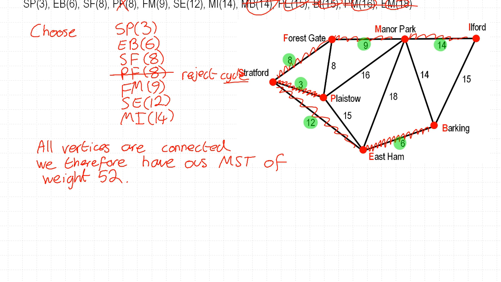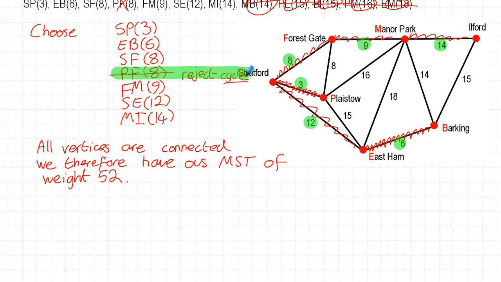The examiner is able to mark that you are implementing the algorithm correctly by the order that you include your edges. Just let me emphasize a few things. This is a key thing to emphasize, that when you reject an edge because it's forming a cycle, you need to actually write that you're rejecting it. So write it in to only then cross it out.